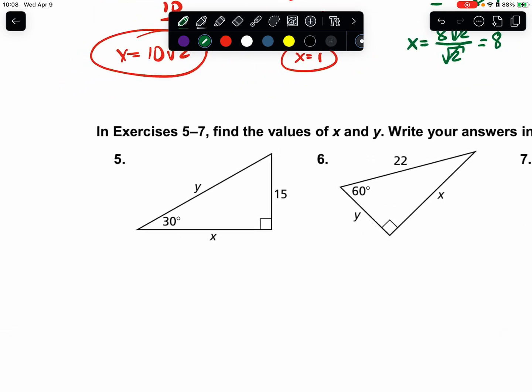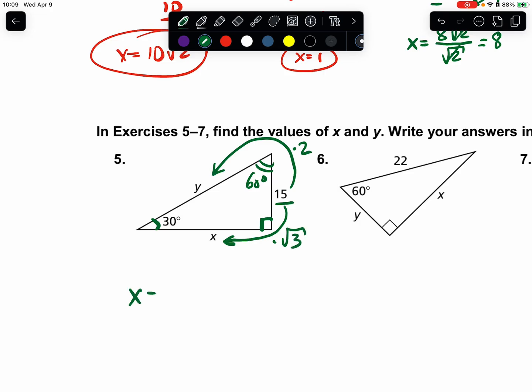So this is the 30, 60, 90. Again, right angle, 30. So this must be 60. They gave us 15, the short side. How do I go from the short side to the long side? How do I go from the short side to the hypotenuse? So here we have to multiply by 2. Here we have to multiply by radical 3.